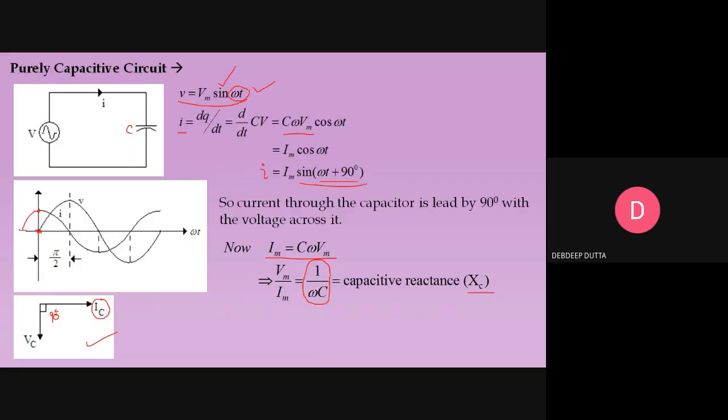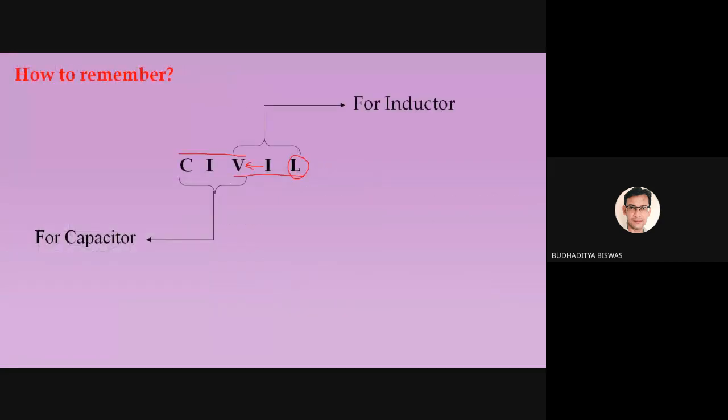So if you forget this expression in the exam time, you can derive it, but this derivation will take you some time. But suppose you just need the answer, in case of pure capacitor or pure inductor, which one is leading, lagging. If you just remember this term CIVIL, then you can easily remember what happens across the voltage and current in a pure capacitor, and what the leading, lagging angle will be in a pure inductor.